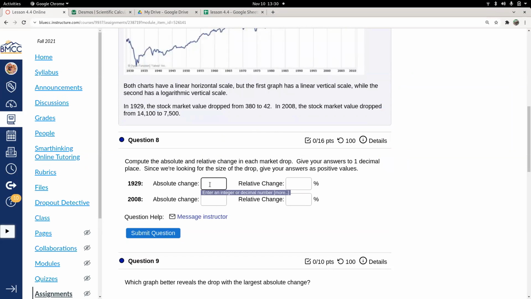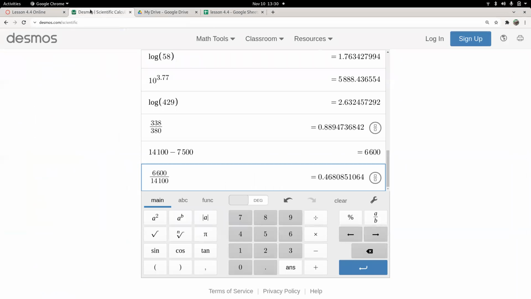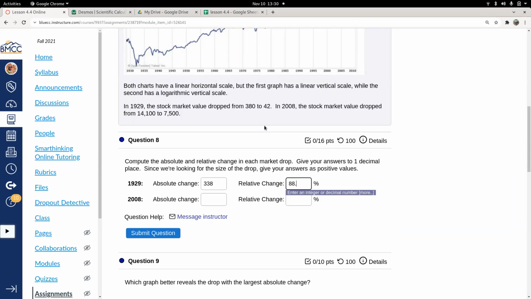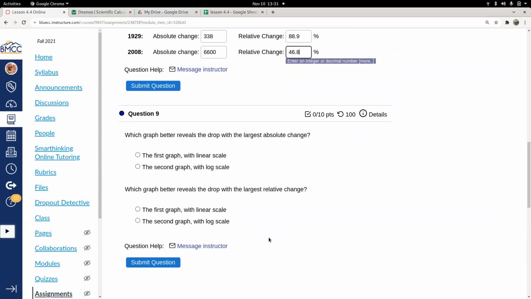The absolute change, 338. Relative change as a percent, what's that one again? 88.9. Absolute versus relative. Get that right? Yep. Okay, so absolute dollar wise, it looks like 2008 was worse. Percent wise, 1929 was way, way worse of a drop. And that's what these next two questions are about. I'll let you answer those two.